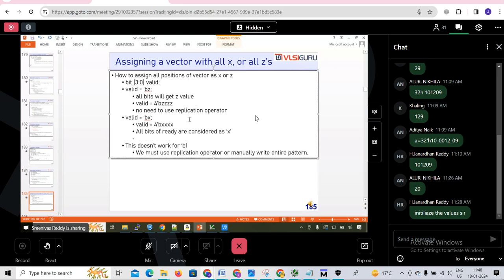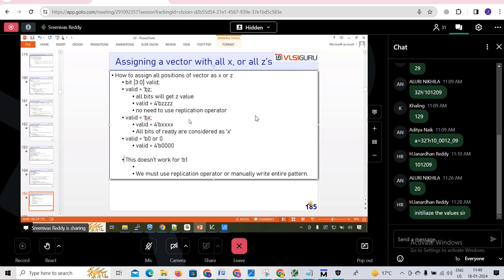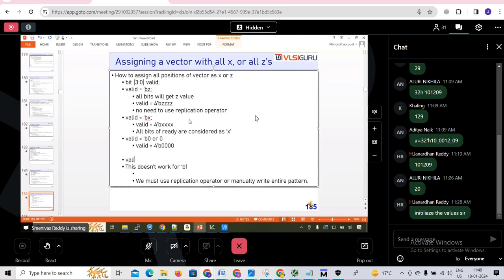For 0, very simple, no need to do anything. Valid is 0 means what? Either you write tick B 0 or 0. Valid will be anyway 0, right? But for this one, it doesn't work. Valid will be what? For tick B, 0, 0, 0, 1, the 1 will not get replicated. Okay. We must use replication operator or write the entire pattern manually.